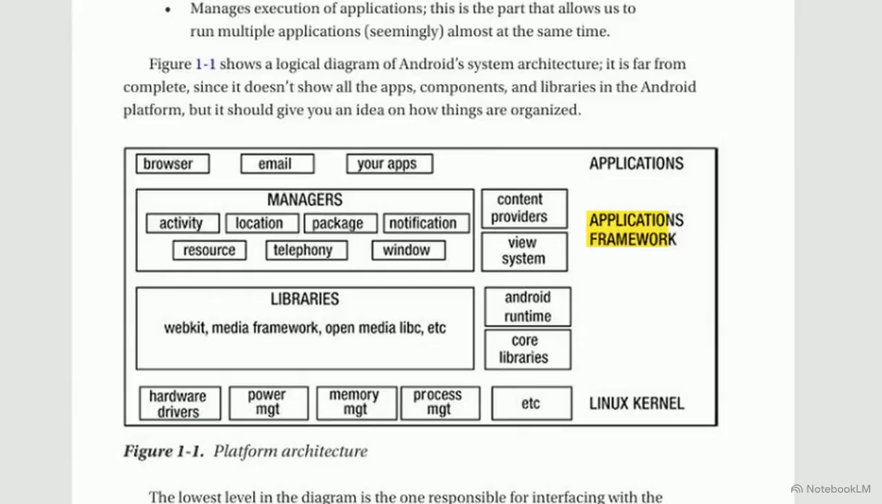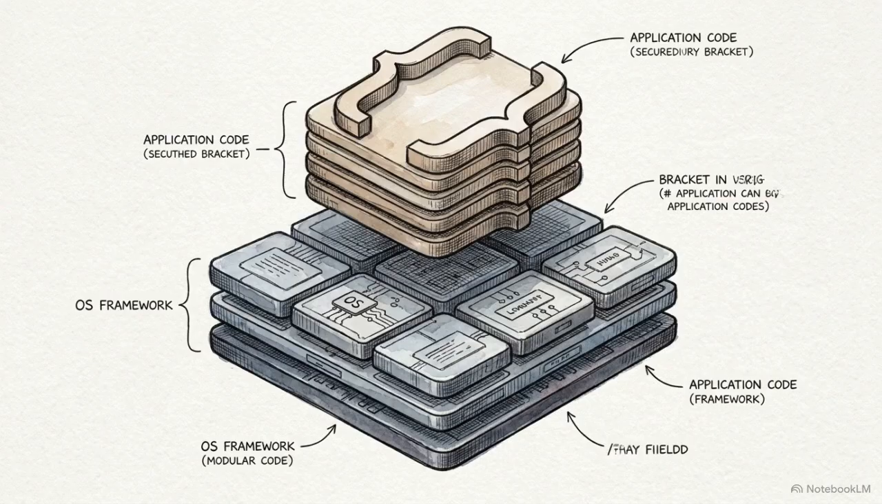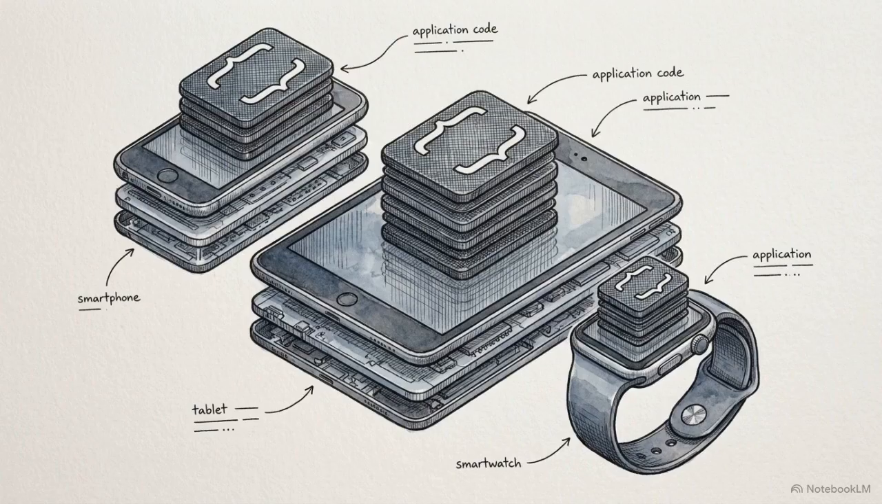Above the runtime sits the application framework. This tier acts as a protective buffer. It provides the application programming interfaces, the APIs, that developers actually write their code against. It effectively shields them from ever having to interact directly with the Linux kernel. This specific layered abstraction is what allows a single piece of application code to run securely on thousands of different hardware configurations without requiring unique modifications for every device.